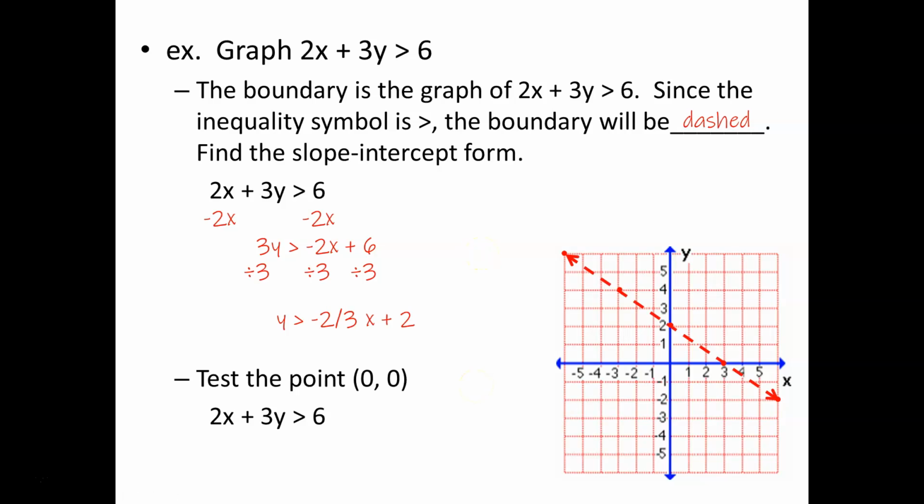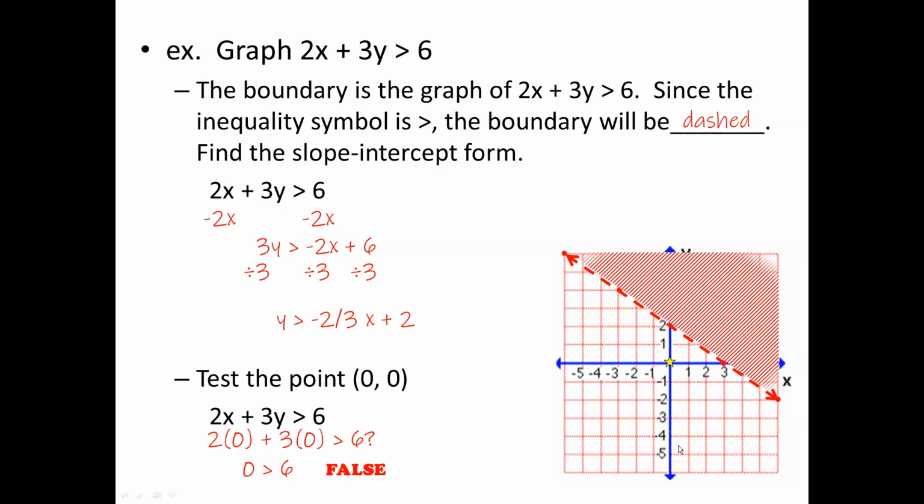All right, now it's time to test the point. So we're going to test the point 0, 0 because it's not on our line. We're going to substitute 0 in for x and 0 in for y. So we get 2 times 0 plus 3 times 0 is greater than 6. I don't know. Is it? Well, is 0 greater than 6? No, that's false. So this is false. That means everything over here is false, so we want to shade the other side.